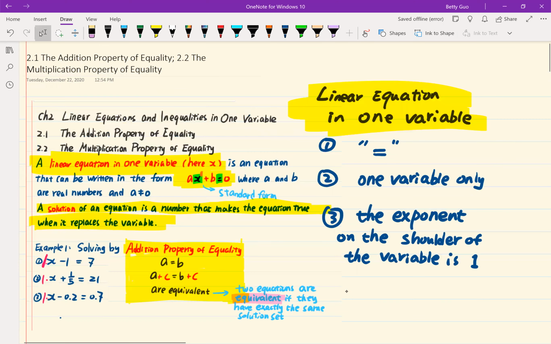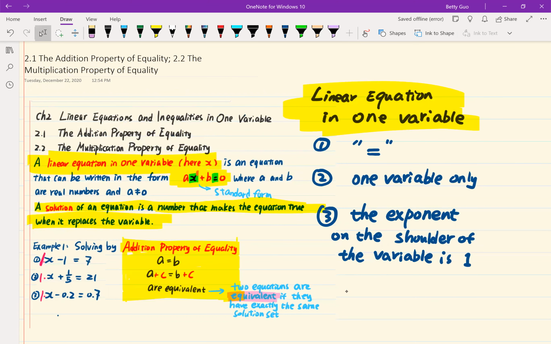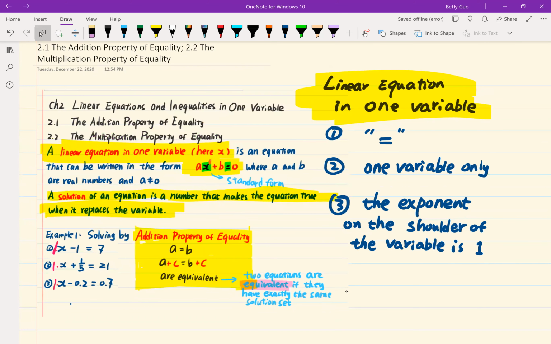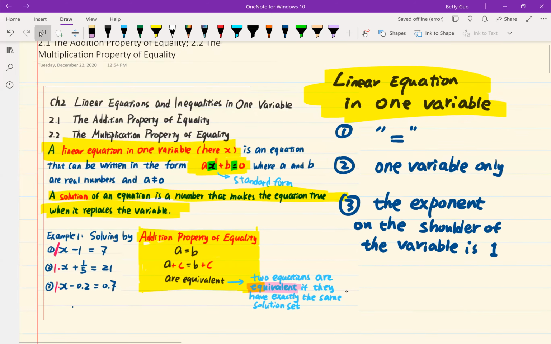Good morning, everybody. Today we are going to start chapter 2. Chapter 2, linear equations and inequalities in one variable. Firstly, what kind of equation is a linear equation? Let's look at the definition.